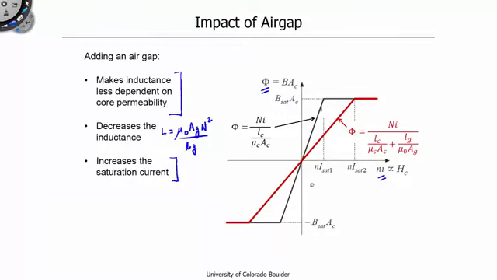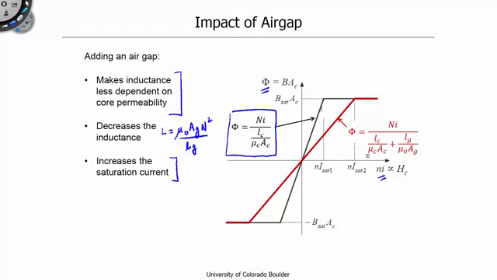Now, if we don't have an air gap, then our expression for the flux through the core is given by the expression shown here, which has a much steeper slope because the denominator is a much smaller value given that mu c is a large number.